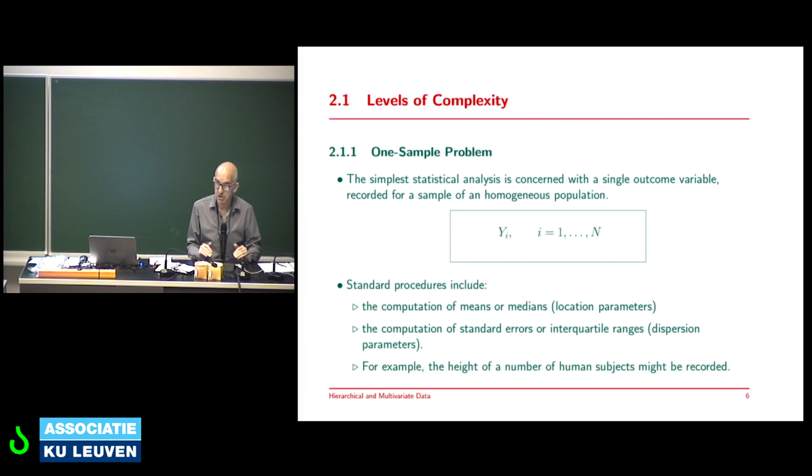So if we start simple, the simplest problem we can imagine is the one sample problem. We have a collection of outcomes for a certain sample size, n, and those outcomes all follow the same distribution. For example, we have a group of people and we measure their body mass index. On that sample we can calculate a number of things, like means and medians, and that's a discussion in its own right, of course, what to use in what circumstances.